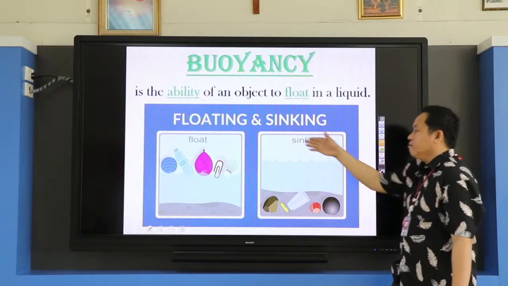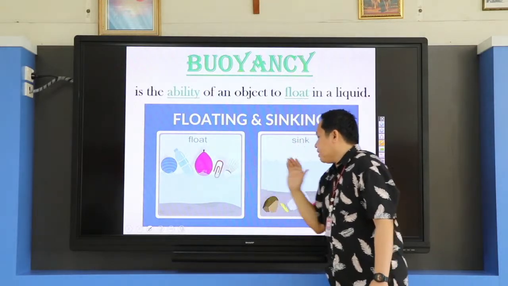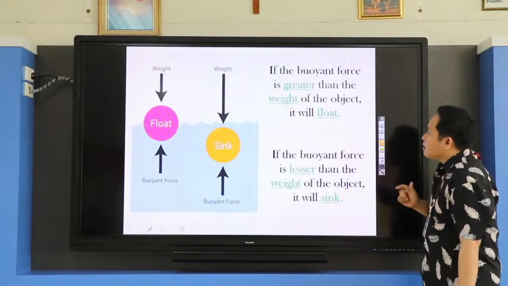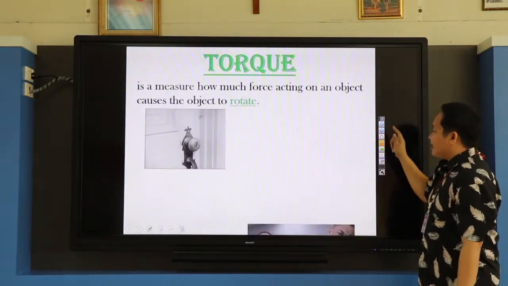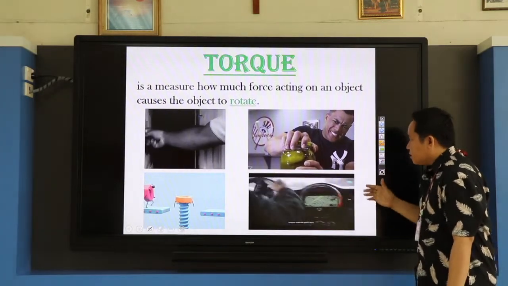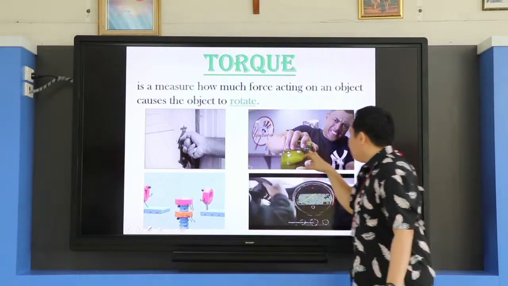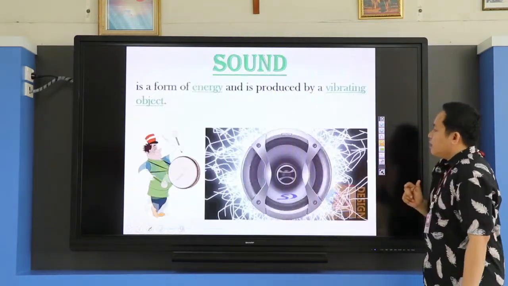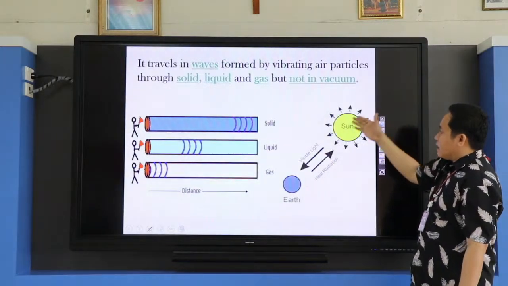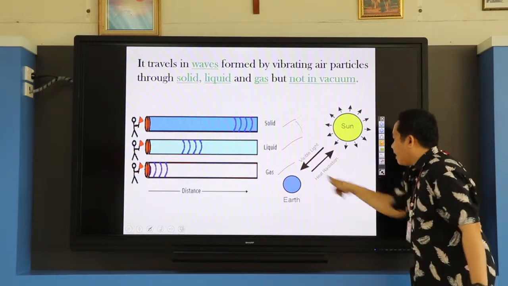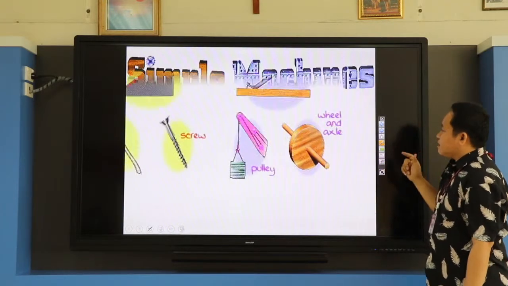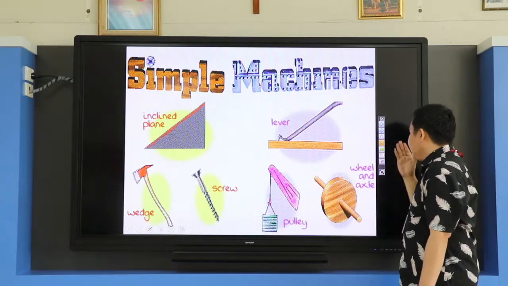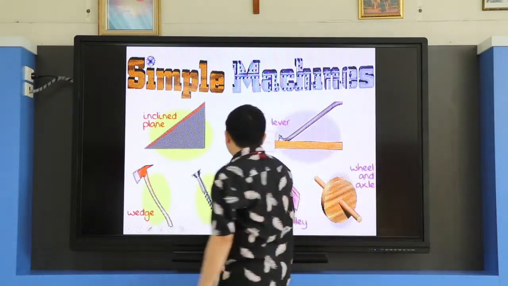Buoyancy, floating, sinking: balls, plastics, balloons, and shuttlecock can float, whereas glass, bowling balls, coins, rocks can sink. Okay, we've learned already about this. Torque is the rotating movement, driving, opening the door, opening a jar of pickles or mayonnaise or anything. You have to do rotation. Then sound wave is an energy. It can travel only in solid, liquid, and gas, but not in a vacuum. And we have six simple machines we learned already about: inclined plane, wedge, screw, lever, pulley, wheel and axle. Okay, that is the end of the review.